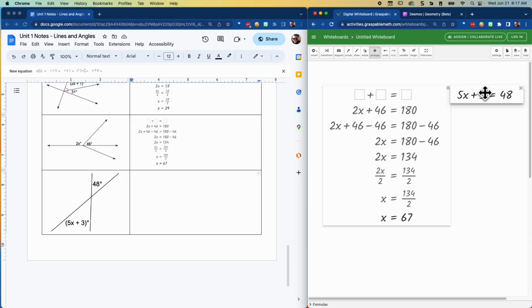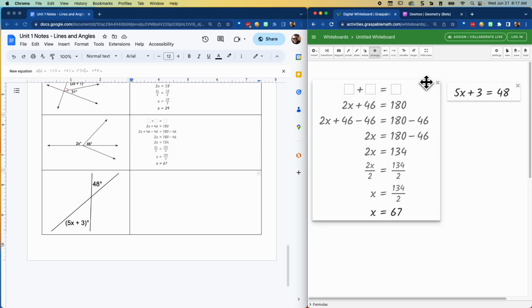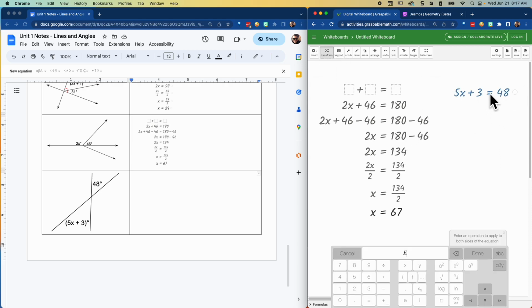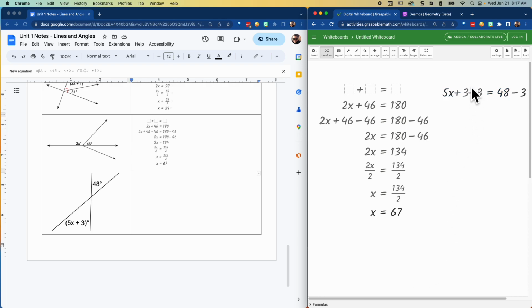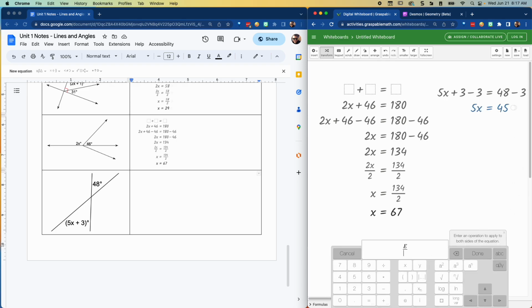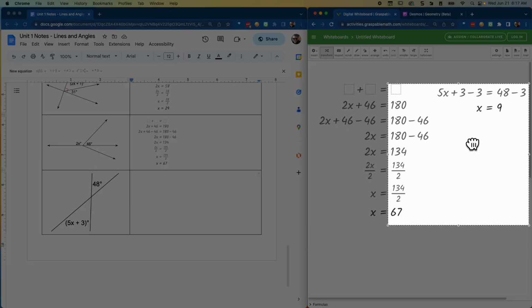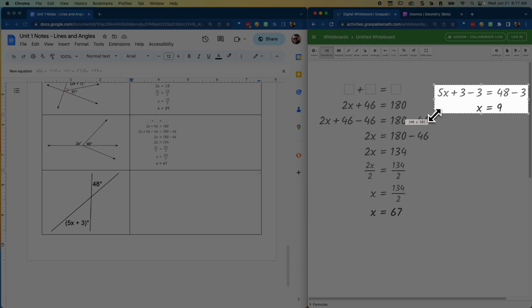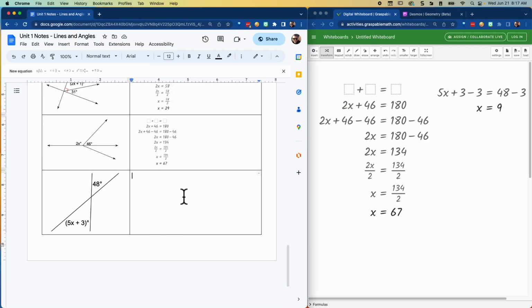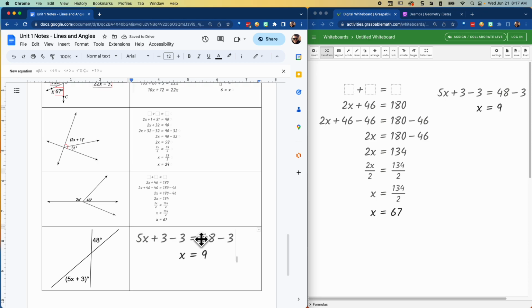Let's bring this in a little bit closer. I can click on transform now, and let's start solving the equation. I'll subtract 3 from both sides to make a 0 with that 3. And then I will divide by 5 on both sides. And that gives me x equals 9. That was a very short solving equation there, but it worked out nice and neat. Capture that and put it in here. Perfect. That is the end of these notes.